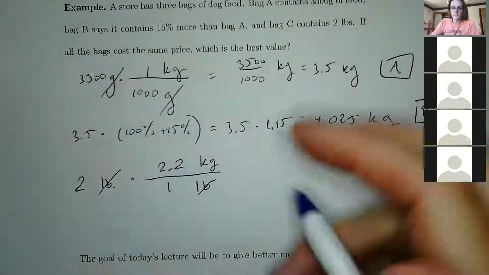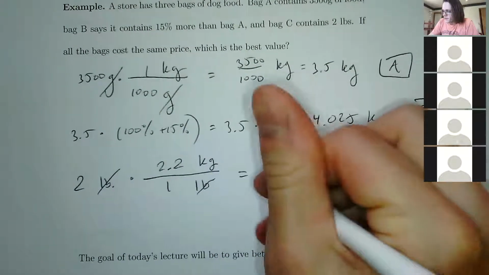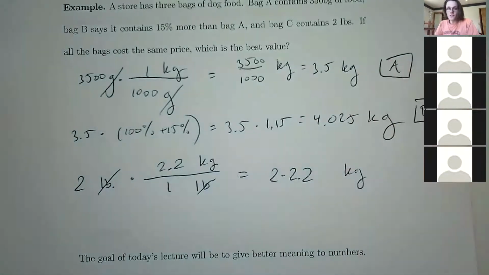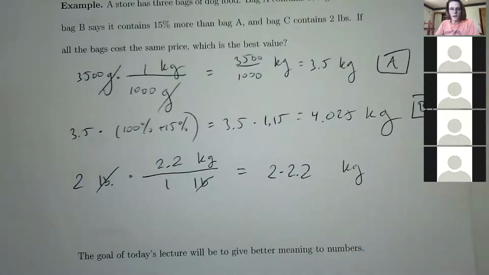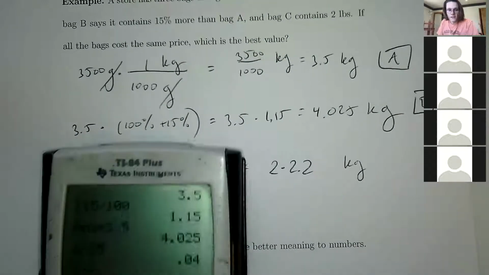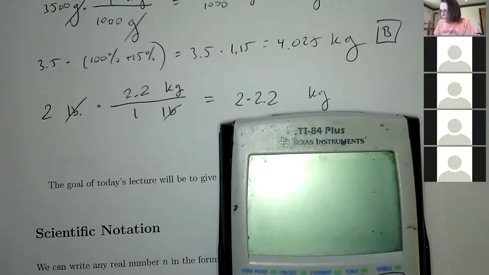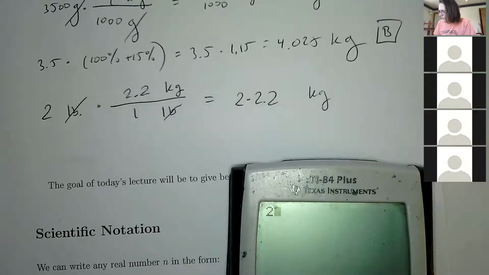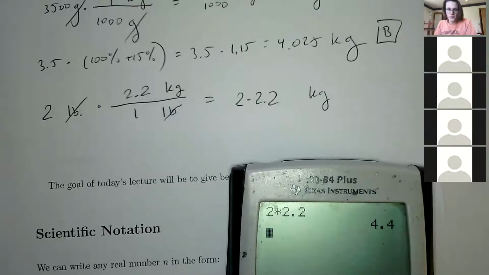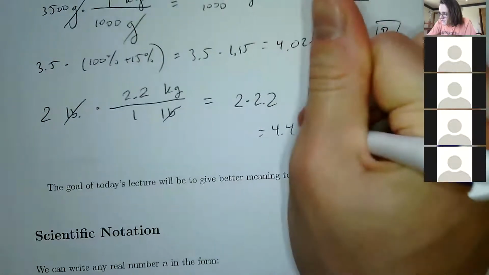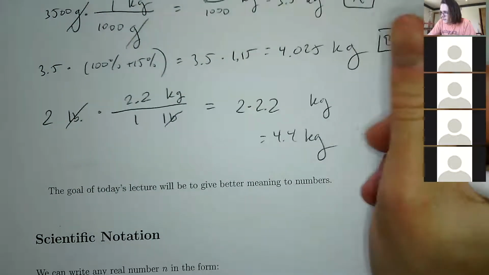Anyway, so you multiply them together, and your units are in kilograms. So I get 2 times 2.2 kilograms. That looks like it's going to be bigger than B, but we can double check. 2 times 2.2 is 4.4. I guess we could have done that in our heads. So in the end, we have 4.4 kilograms, and C is the winner.